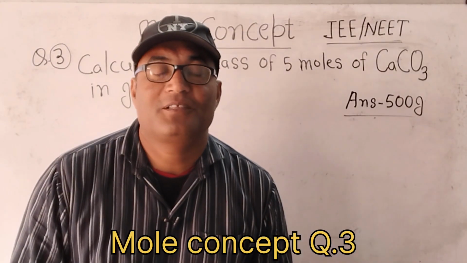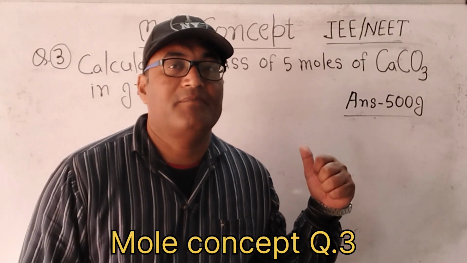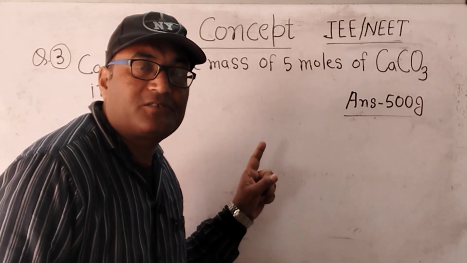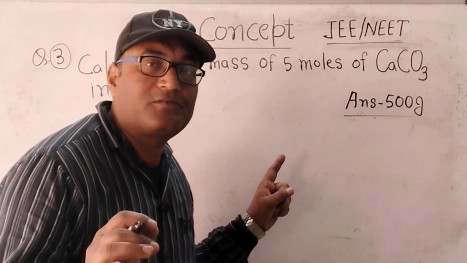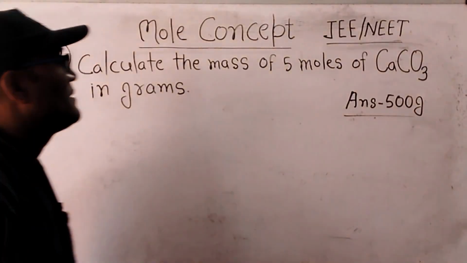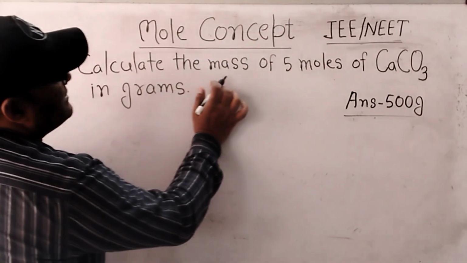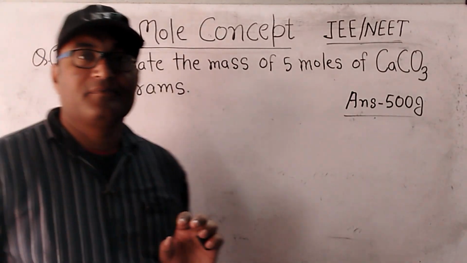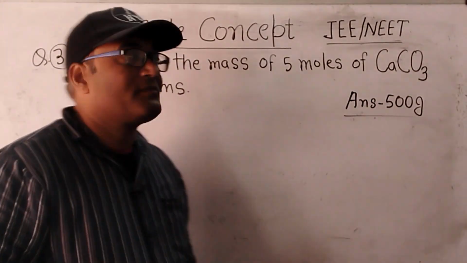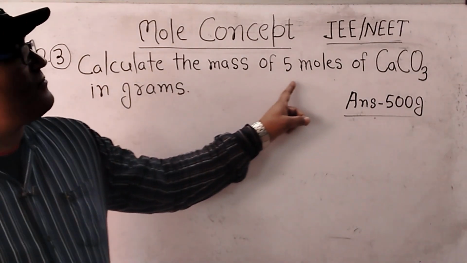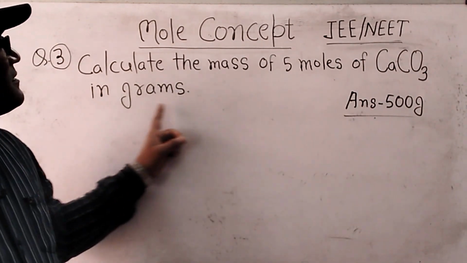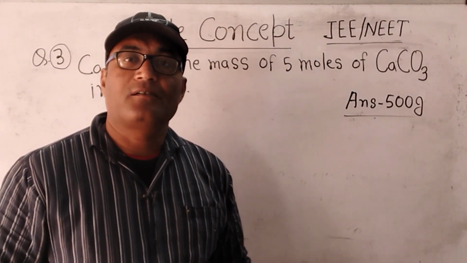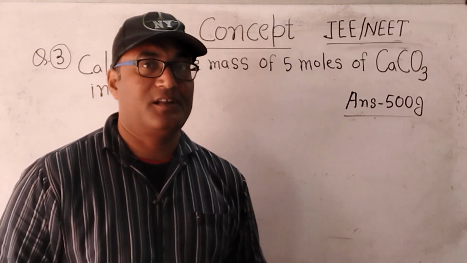Now I am going to solve question number 3. This question is based on gram atom, gram molecule and gram ion. So this question is completely based on gram molecules. So watch my video carefully. Now calculate the mass of 5 mole of CaCO3 in gram. According to this question, calculate the mass of 5 moles of CaCO3 in grams.